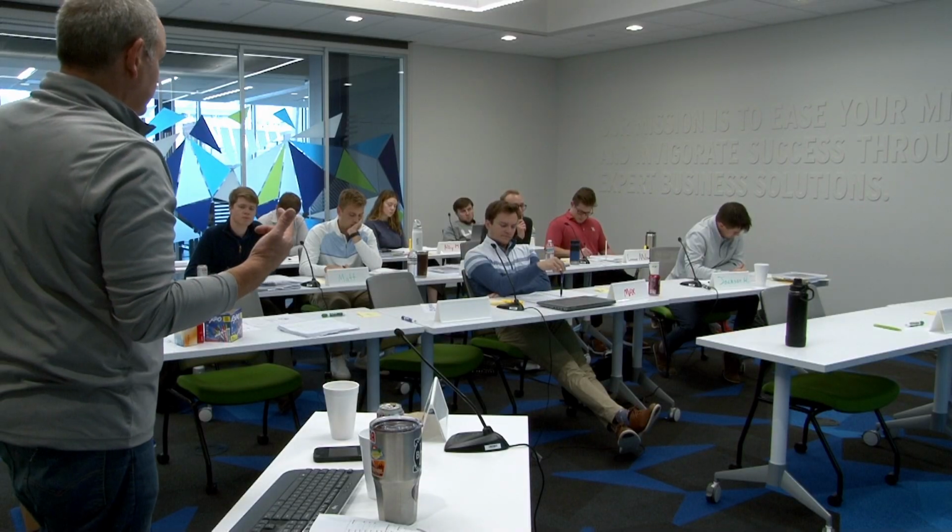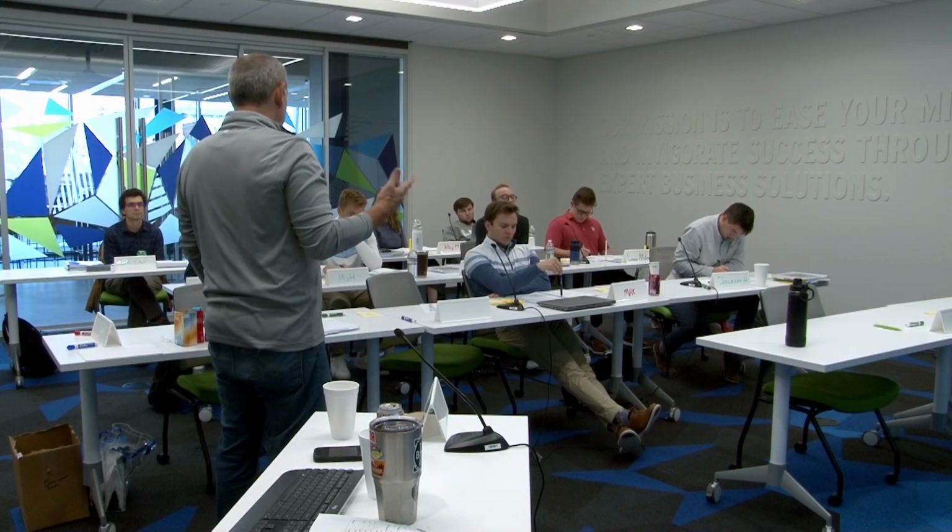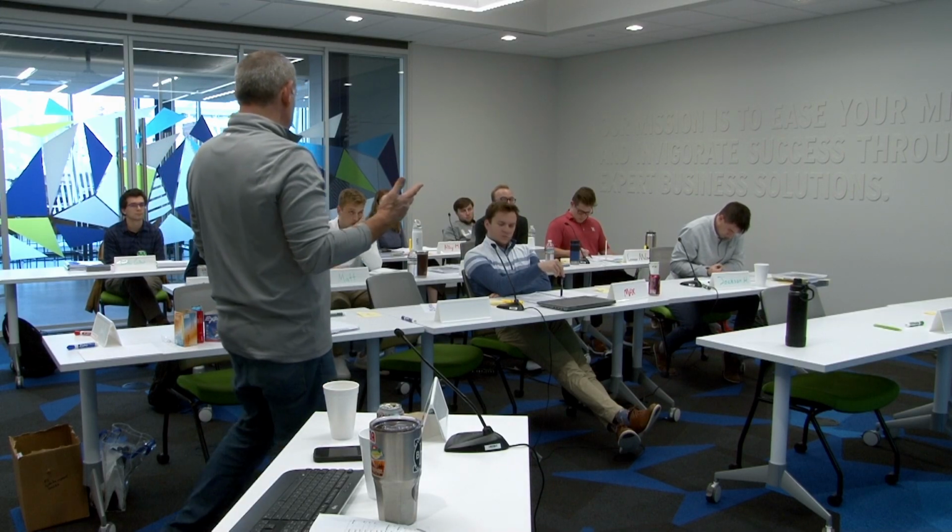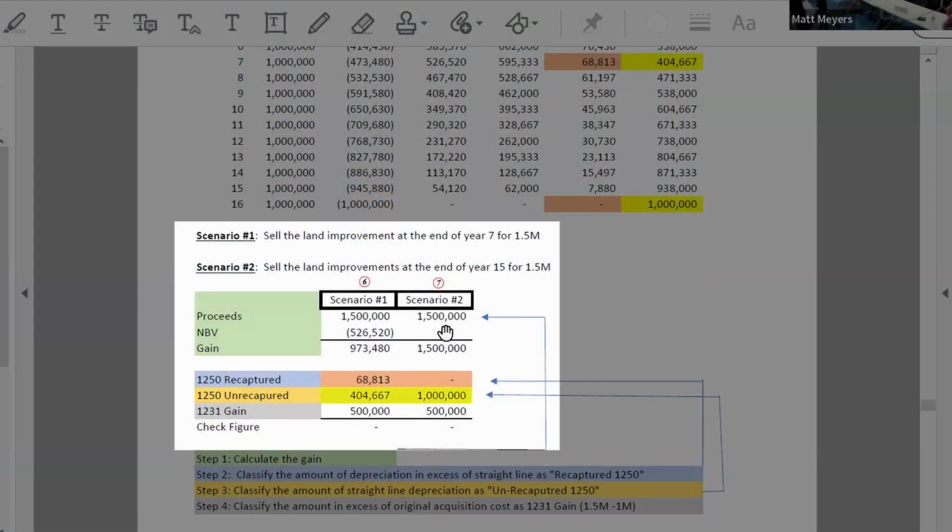And 1231 gain is only going to happen when, Chris? When the asset appreciates over the original acquisition cost. Okay, we bought it for $1 million, we sold it for $1.5 million. But if you compare and contrast that, in scenario 2, we sold it in the last year, and there's no net book value, there is no excess over depreciation, so you have unrecaptured 1250 for the full amount of $1 million, and 1231 of 500.